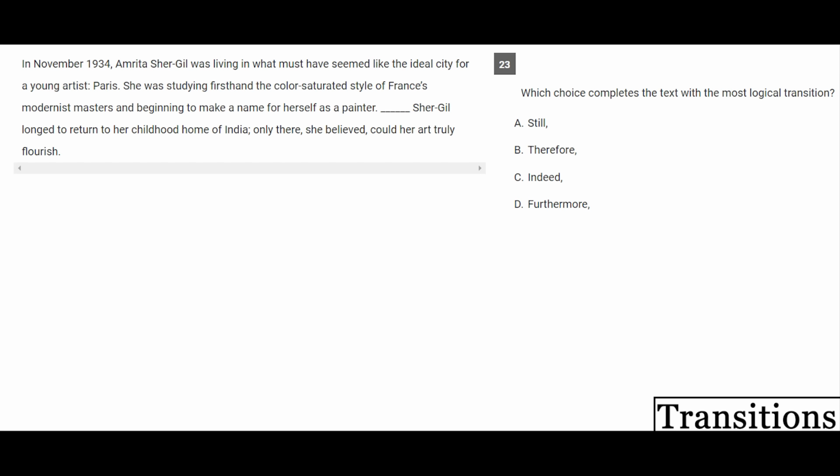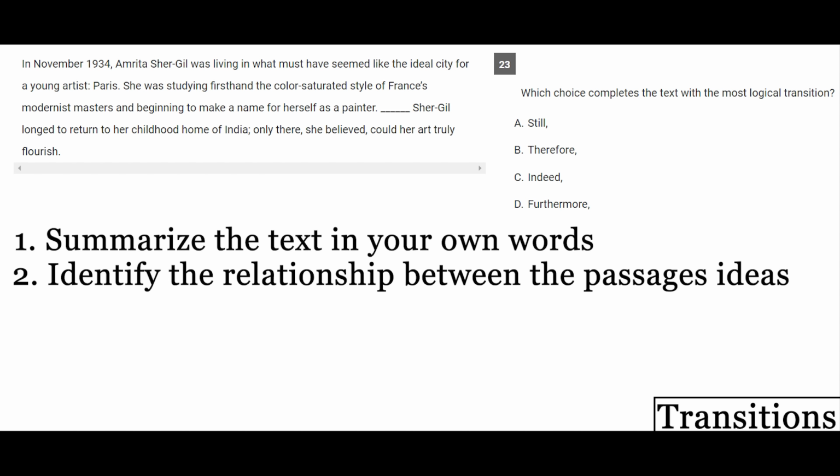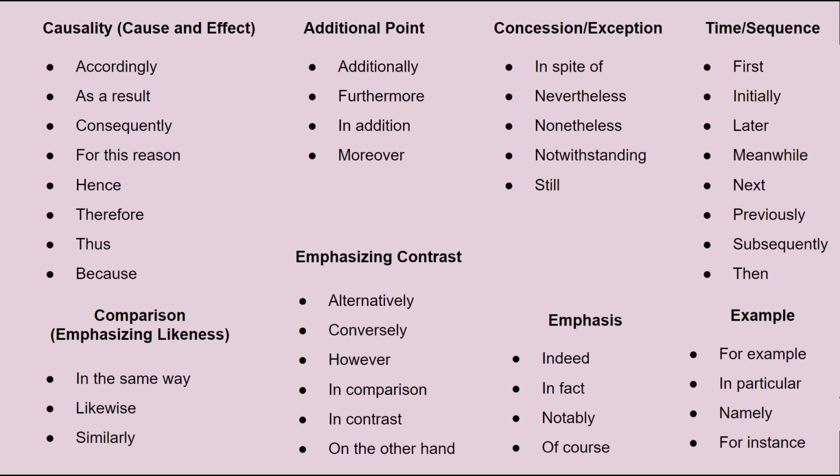Transition questions are the next type of question, and they always ask the same thing. Which choice completes the text with the most logical transition? The strategy that Khan Academy recommends is to summarize the text in your own words, identify the relationship between the passage's ideas, and select the transition word that matches the relationship. If you want to get better at understanding transition words, make sure you understand every word that's currently showing on the screen. If you aren't sure about a few of them, you can write them down and review them.